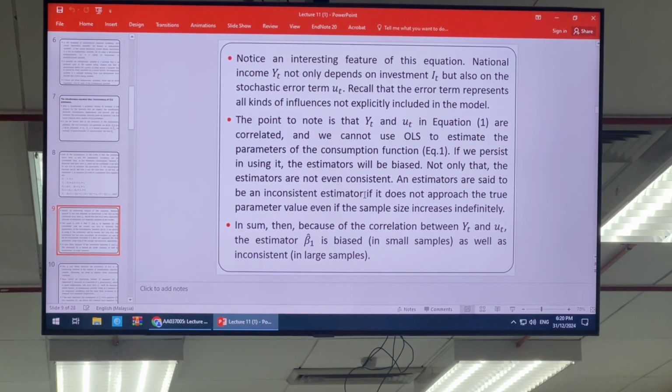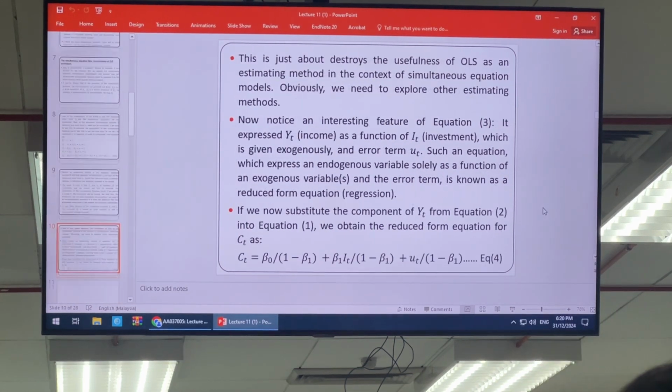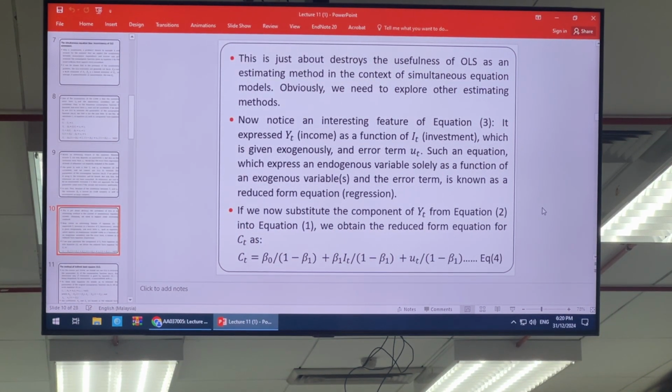So in sum, because of the correlation between yt and the error ut, the estimator beta 1 is biased in small samples as well as inconsistent in large samples. So this just about destroys the usefulness of least squares as an estimating method in the context of simultaneous equation models. Obviously, we need to explore other estimating methods, so we have to use an alternative estimation approach.